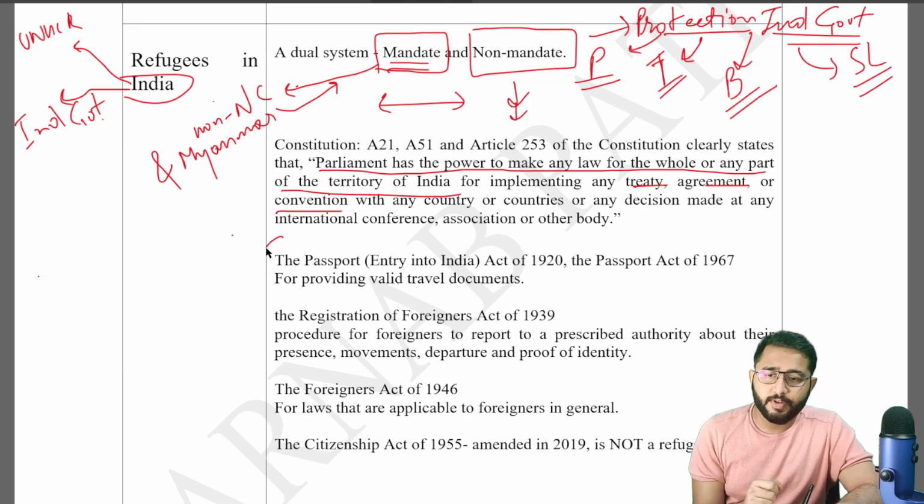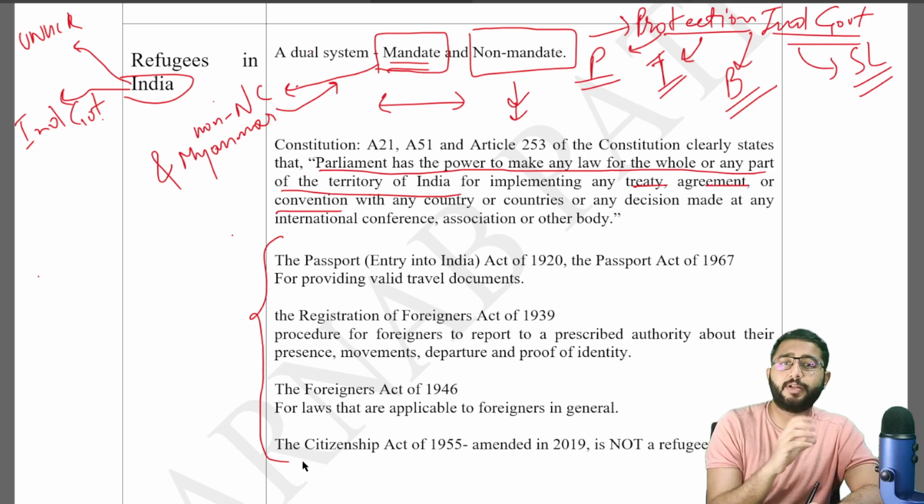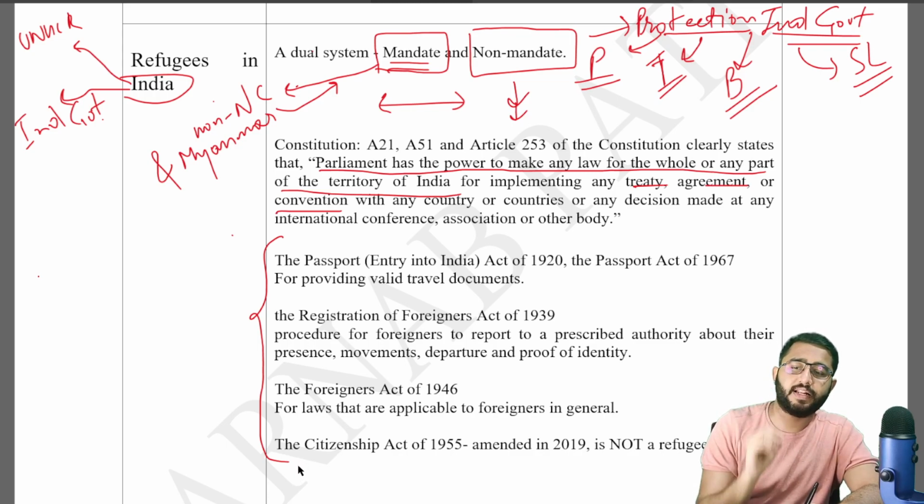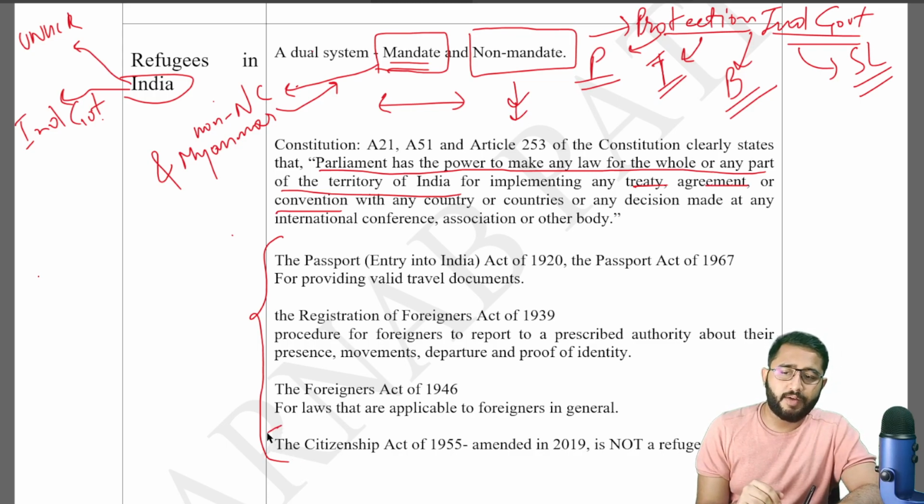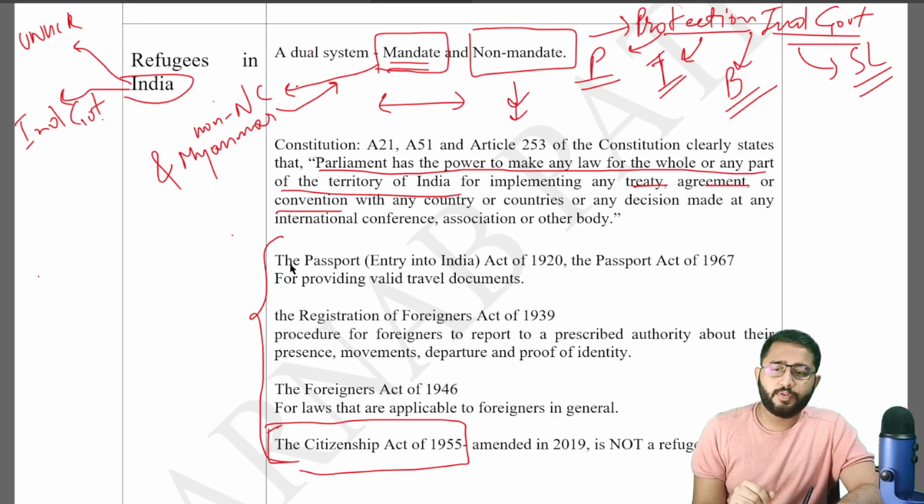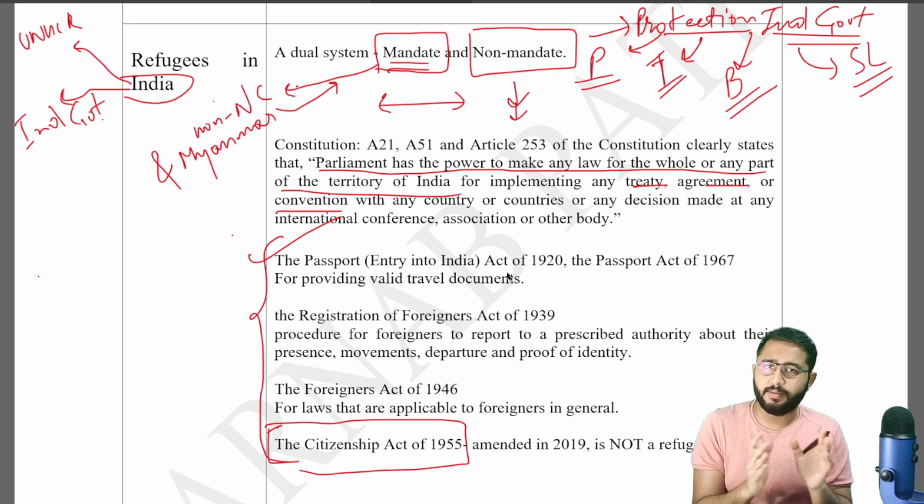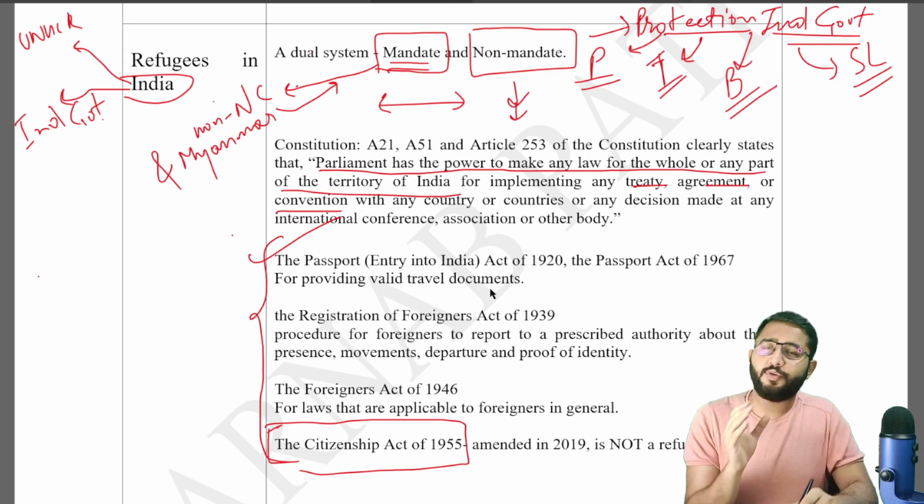But before that, if you look at the legislations that prevail in India that direct what happens to a foreigner, it is mainly these three legislations. And after that, we'll speak about the Citizenship Act. There's a very curious case here. Now, the first legislation we're going to talk about is the Passport Act. The Passport Act of both 1920 and 1967, you don't have to mug it up. You just have to understand what it says.